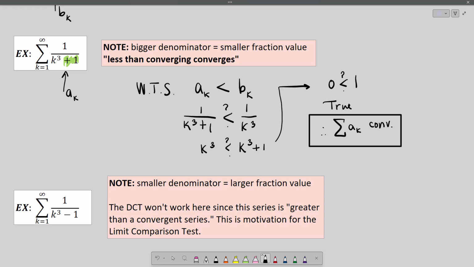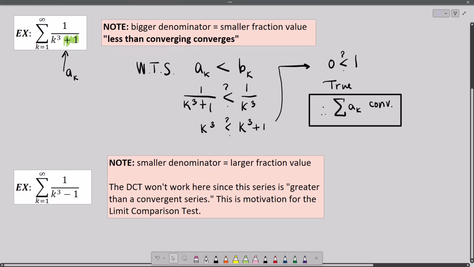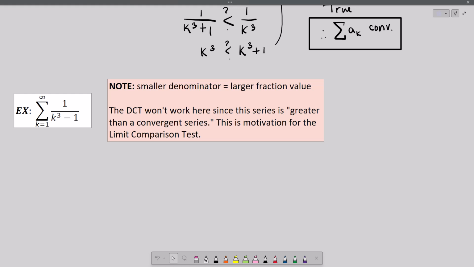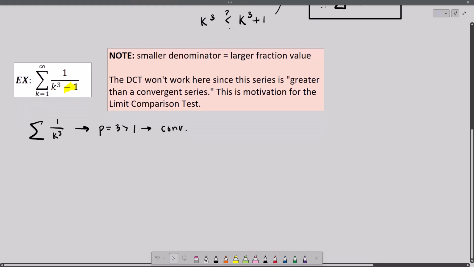Like, just think in your mind, if you made this k cubed minus 1, oh, we don't have to do it in our mind. It's right in front of our faces. So if we imagine our a sub k having a minus there, we choose our b sub k series in the same way. We get rid of the minus 1 because that's insignificant. So we're sort of thinking, OK, ditch that. This, again, you have p equals 3, which is greater than 1, which tells you have convergence. So of course, this series is going to converge. But the problem is we can't show what we want to show.